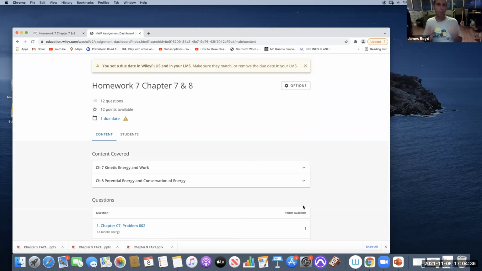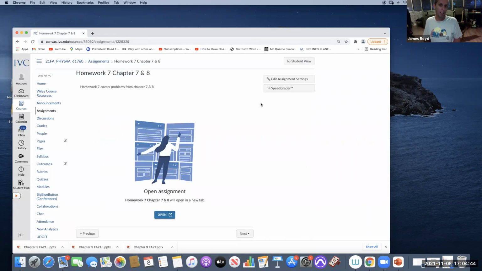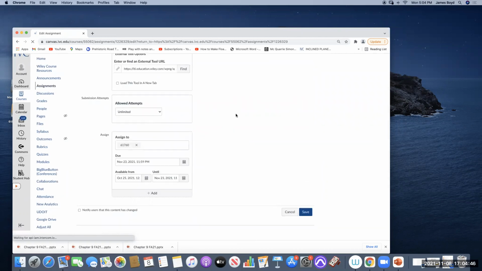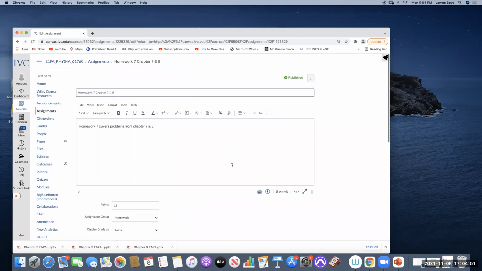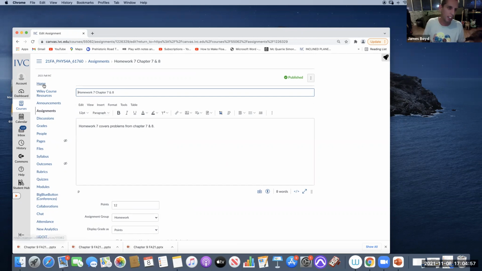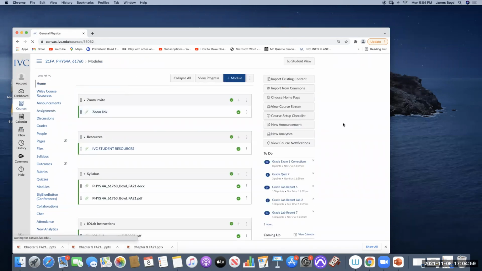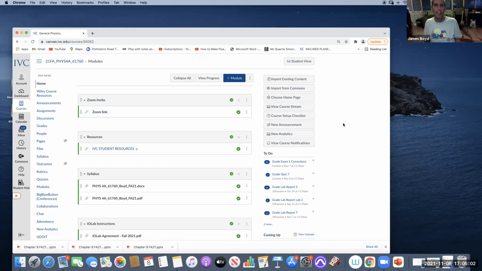I'm not sure what happened. It says you set a due date in Wiley and in your LMS, make sure they match. I think they match. It said the 23rd. Canvas will say that it's due on Sunday, and I'll go in there and it'll be graded. I don't know what that's doing. Canvas and Wiley are not connected. Yeah, and they're supposed to be. So maybe I need to not hit that date at all in Wiley, but I don't know. I'll figure it out.